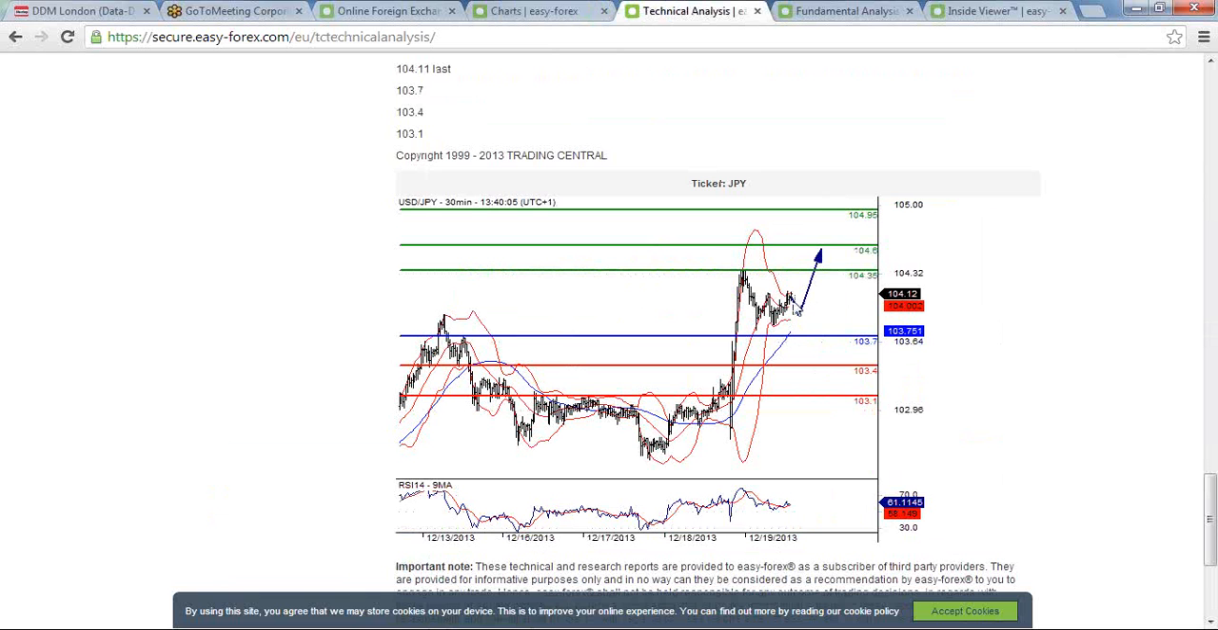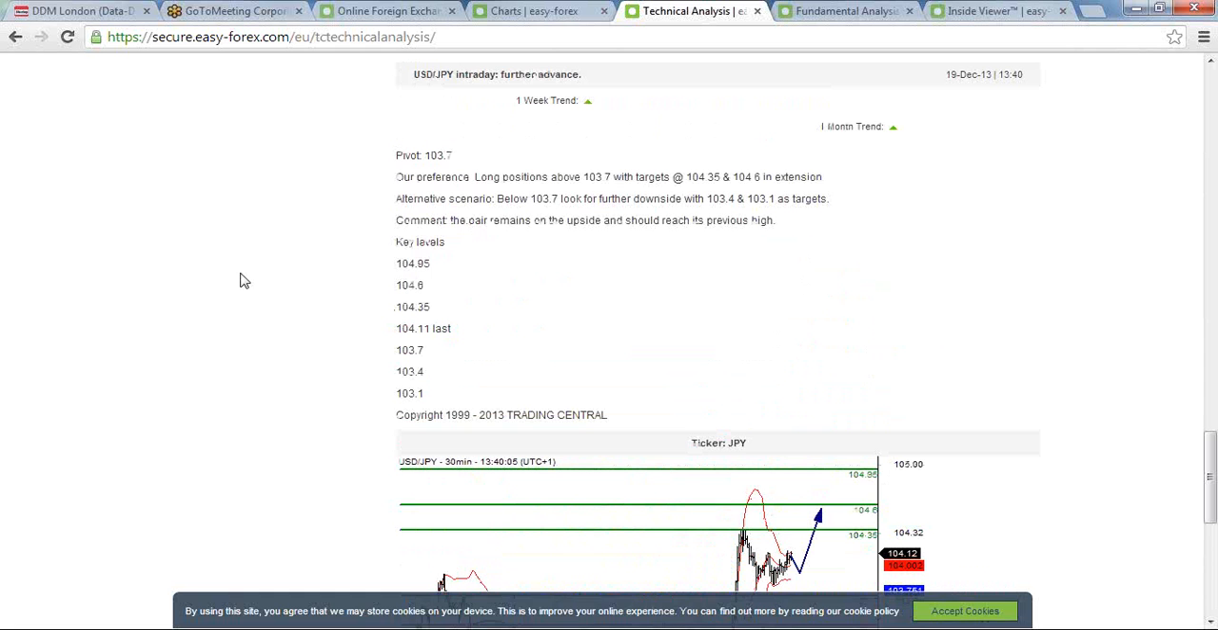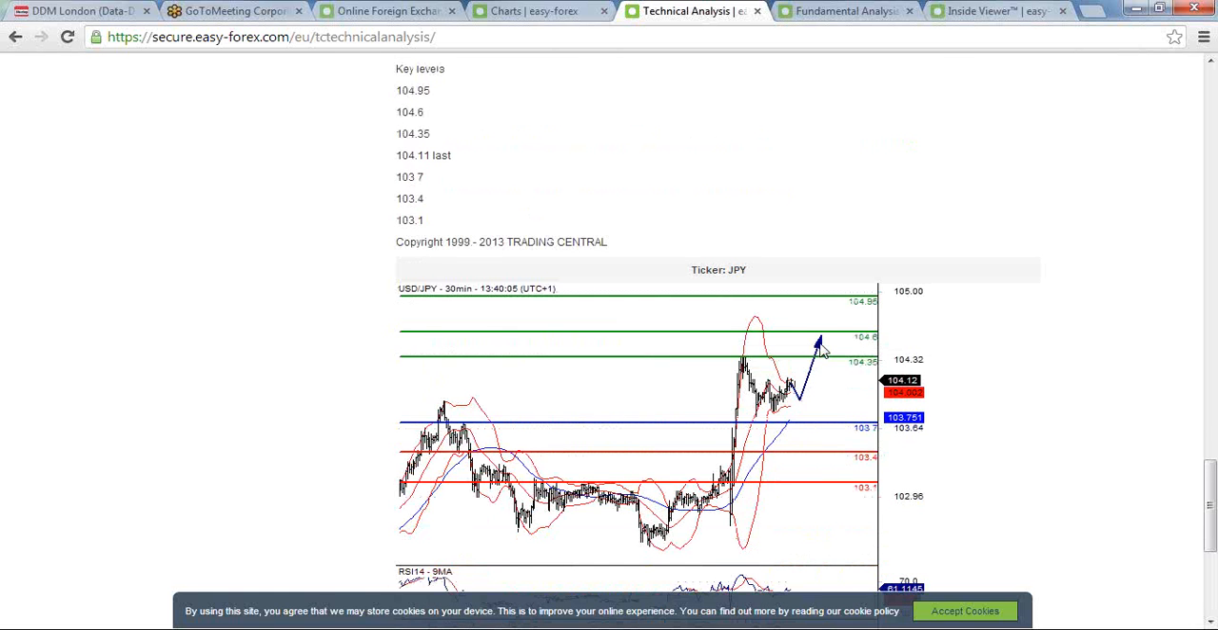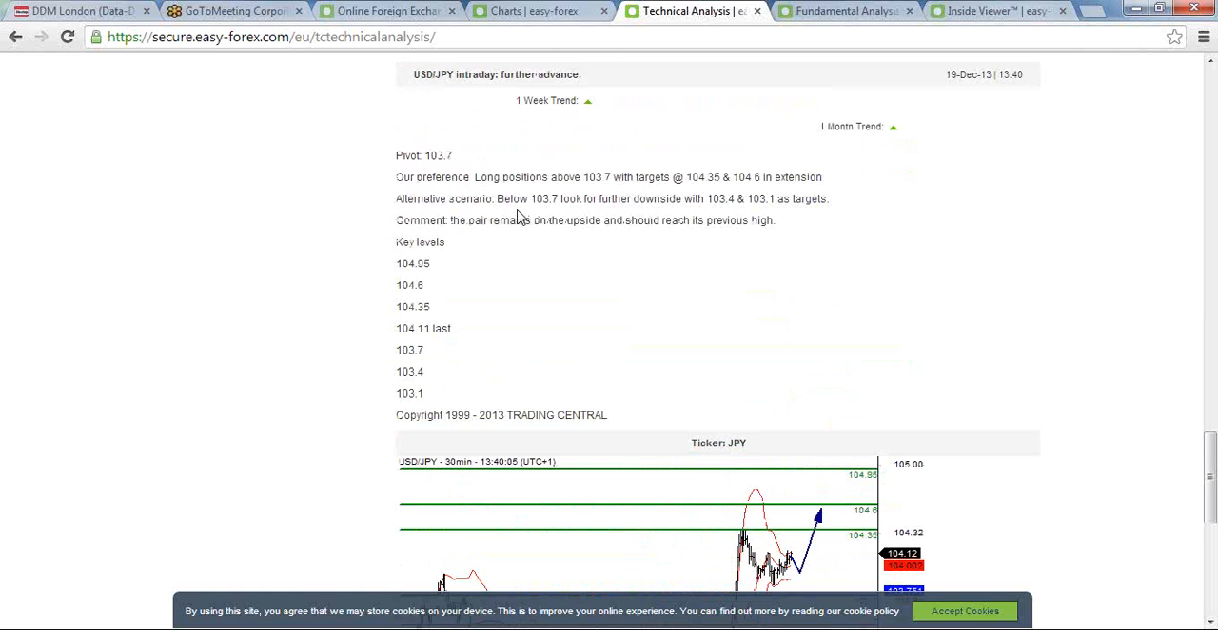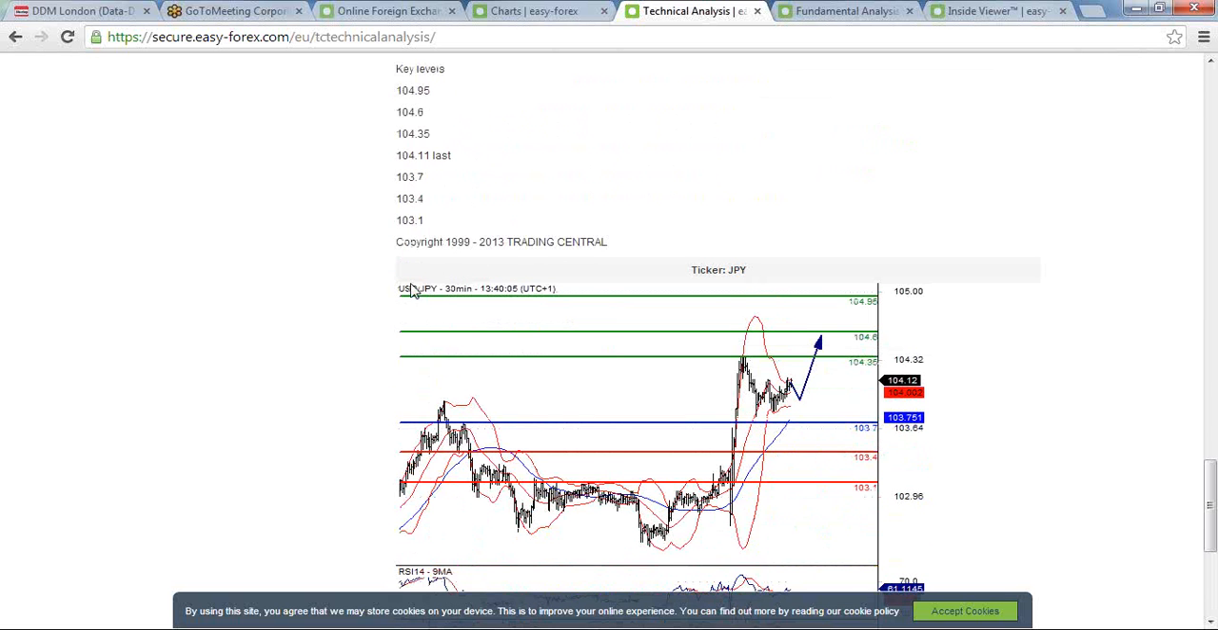Their suggestion is that the most likely scenario is that this pair is going to be moving up. It might drop down a little bit, but essentially we're looking for more bullish movements from the US dollar Japanese yen. What they're giving you here is a pivot strategy that you can use. A preference for long positions above 103.7. That's the pivot. Long means you want to be holding the base currency, so that you bought US dollar and sold Japanese yen. So when you're long, you're making money as the price goes up. So it's a good position to be in because they think the price is going to be going up.